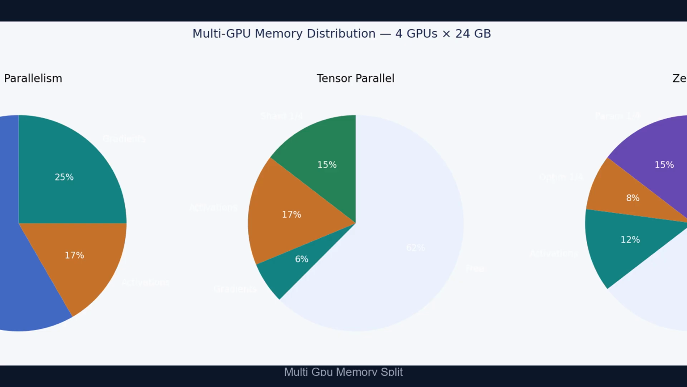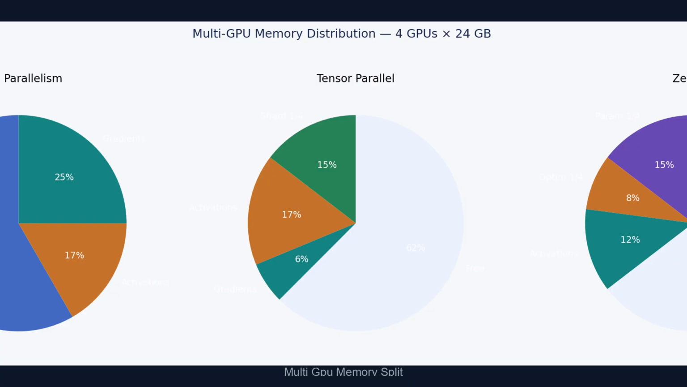Tensor parallelism distributes the model components more dynamically. Activations consume 17% and gradients 6%, with the model itself split across devices. The memory profile is more balanced because no single GPU holds the complete model. ZeRO Stage 3 achieves the most aggressive optimization. Only 12% of memory per GPU goes to parameters because the model is sharded across all 4 devices. The remaining memory is available for larger batches or longer sequences.